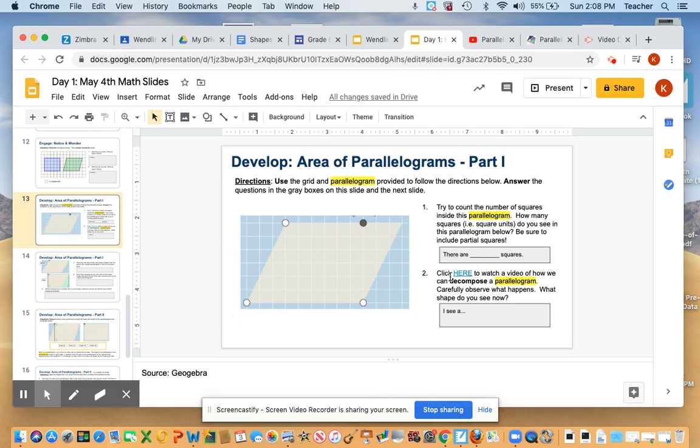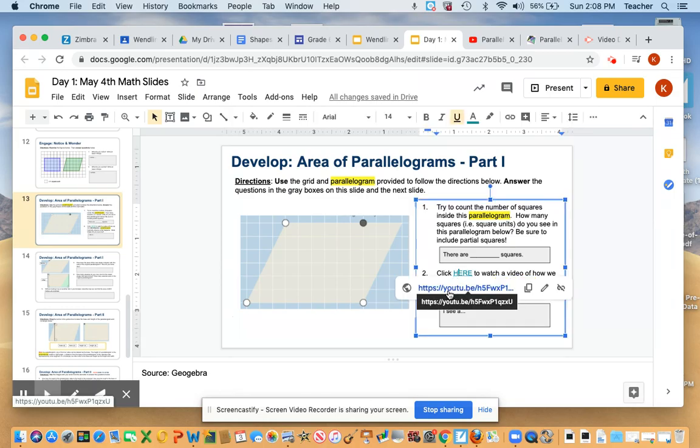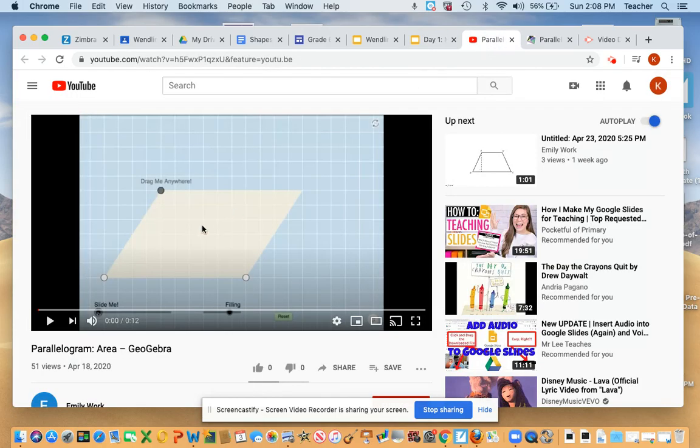Number 2, we're going to click here to watch a video of how we can decompose a parallelogram. Carefully observe what happens and what shape you see now. Now, you're going to click here, open it up on YouTube. I've already done so. It's a really quick video, so pay attention closely. I'm going to watch it with you here. It's only 12 seconds. So again, we start off with this parallelogram that we've started. I'm going to play.